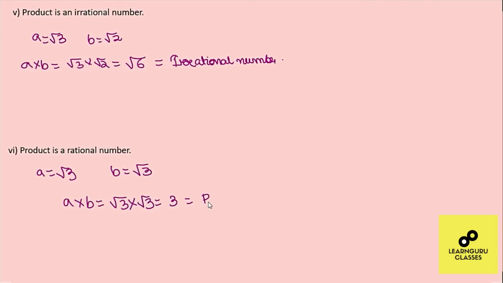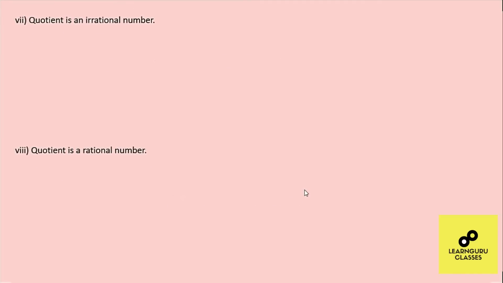The seventh one is quotient is an irrational number. So for that, let us take a equal to root over 15, b equal to root over 3. So if we divide a by b, root over 15 by root over 3, this will give you root over 5. So root over 5 is an irrational number.